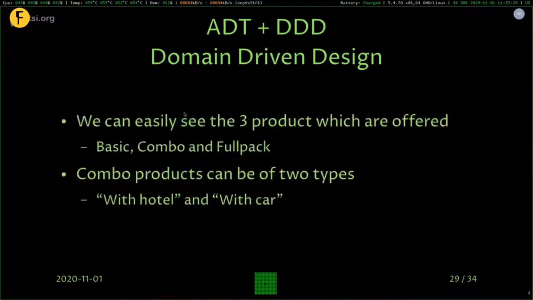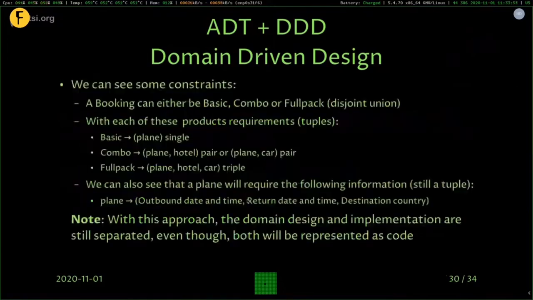But we have already defined much more information than we did in the diagram before. So we can see that this software needs to handle three kinds of products, right? Basic, combo, and full pack. And the combo itself is divided into two sub-products, which are with hotel and with cars. So we can see those constraints I was talking about before, with this notion of tuples, pairs, and triples.